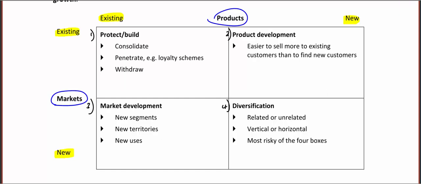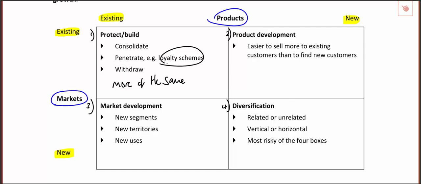So the first quadrant there is looking at our existing products and our existing market. So you could say, it's doing more of the same. So focus on what you're currently doing. You know the product is in place already. You know the market. You know what sells and what doesn't sell. So let's really push the product that we're currently selling. So for example, introducing some sort of loyalty scheme to really encourage people to increase their current buying.